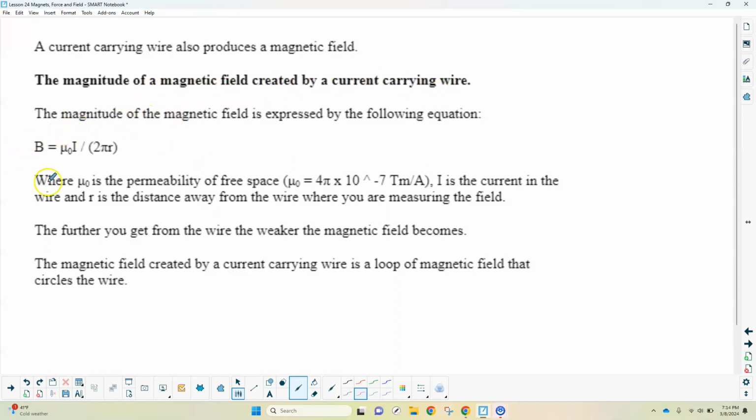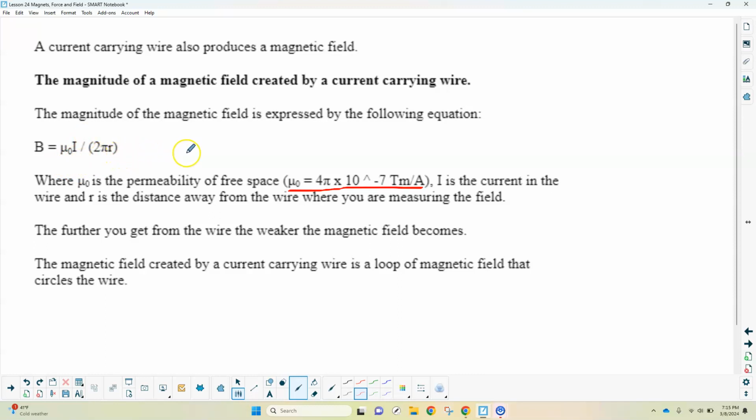The equation for it here is B, which is the magnetic field strength, is equal to mu naught, which is something called the permeability of free space. It's just another constant. It's this number. So 4 pi times 10 to the negative 7th Tesla meters per amp. You can also describe it, I think I got it here in the book, 1.26 times 10 to the negative 6th. It's the same thing. It's just 4 pi, and they replaced it with a number. So that's a constant. I is the amount of current that's going through the wire, and then you divide it by 2 pi r.